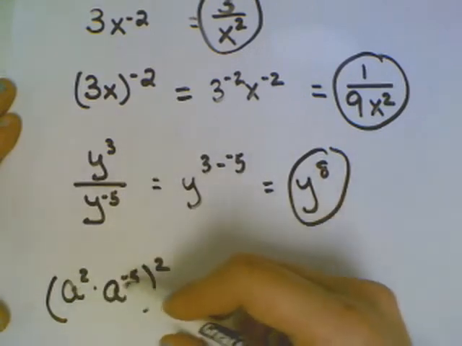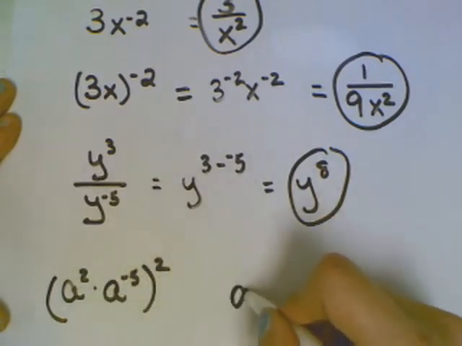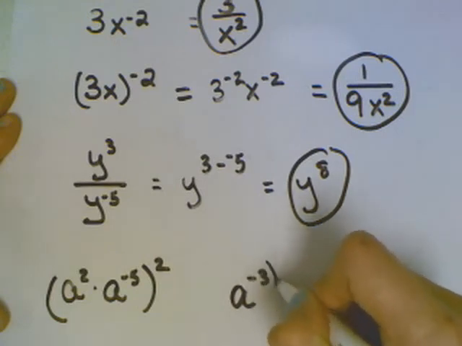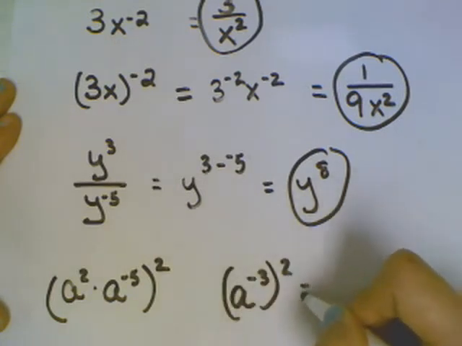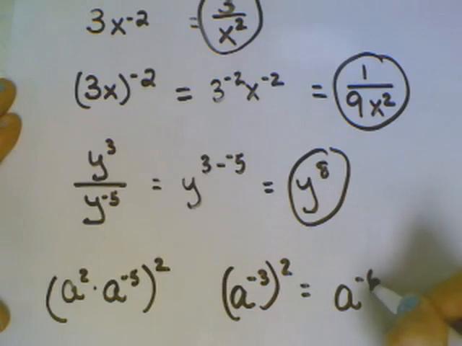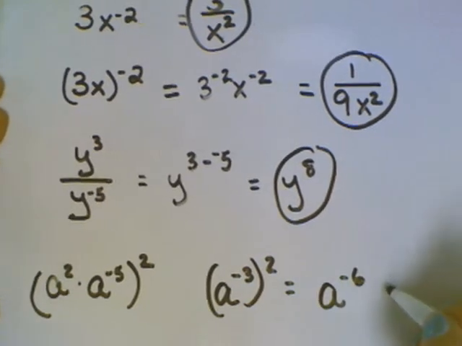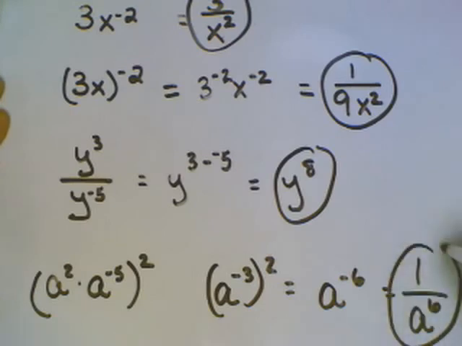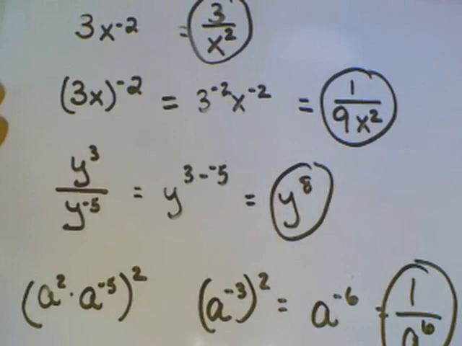This last problem, I'm going to use the add rule first and get a to the negative 3rd power. And if I square that, I get a to the negative 6th power. Because a to the negative 6 has a negative exponent, I need to rewrite it so a is in the denominator. Now it has a positive exponent.